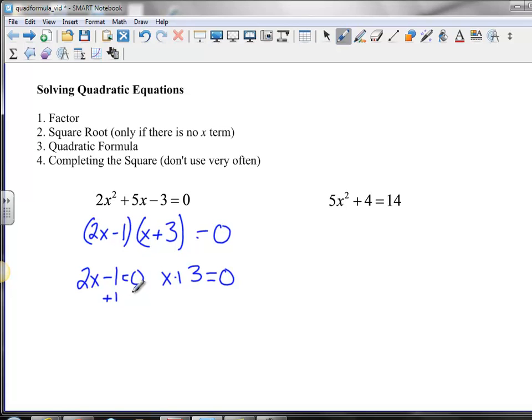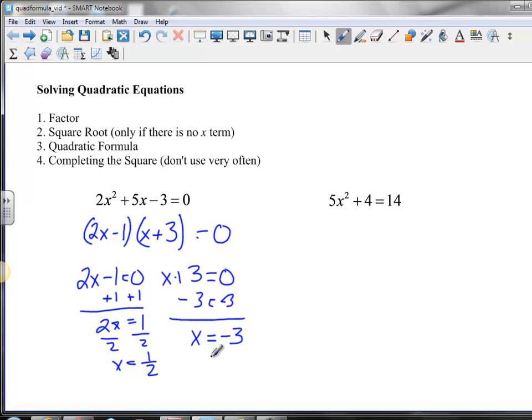So I add 1, I get 2x equals 1, divide by 2, and x equals 1/2. Over here, I subtract 3 from both sides, and I get x equals negative 3. So my solution for this problem is x equals 1/2 or negative 3. So there's my 2 solutions.